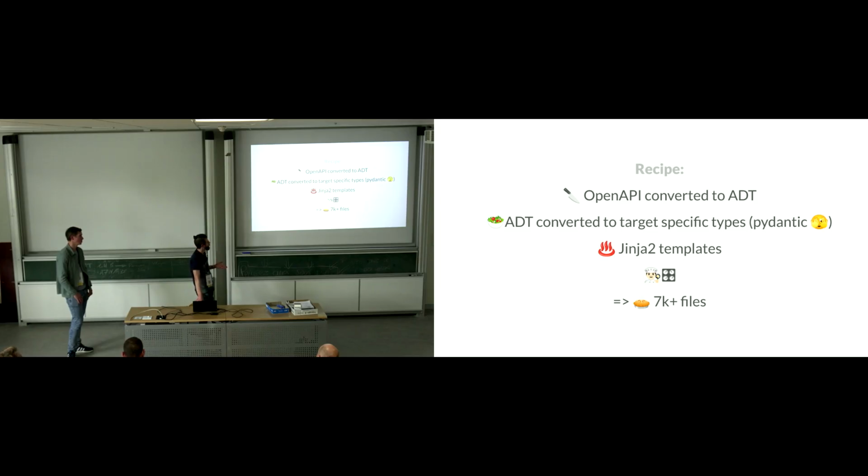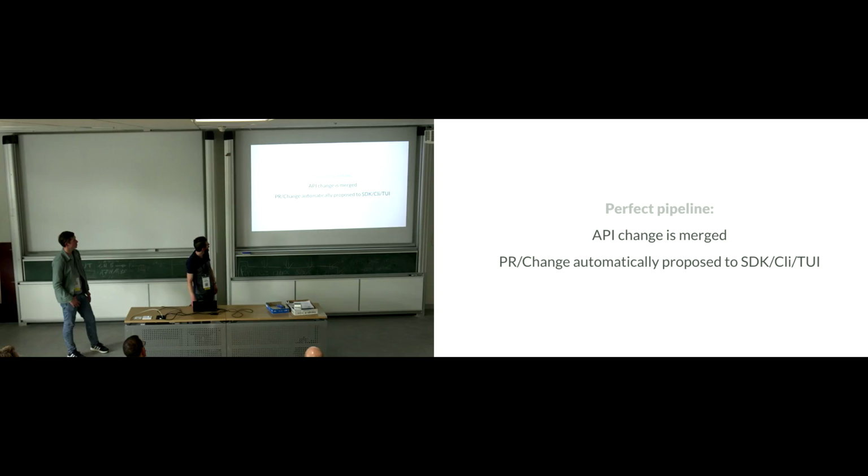In Python you do it one way, in Rust you do it in a different way, in Go you do it in a third way. So for every target there are sort of specific types. Then you apply dozens of Jinja2 templates for those converted types. You wait for it to be cooked a little bit, and afterwards you have 7,000 plus files for the SDK CLI, but generally for you as a maintainer, you just press the button and that's done.